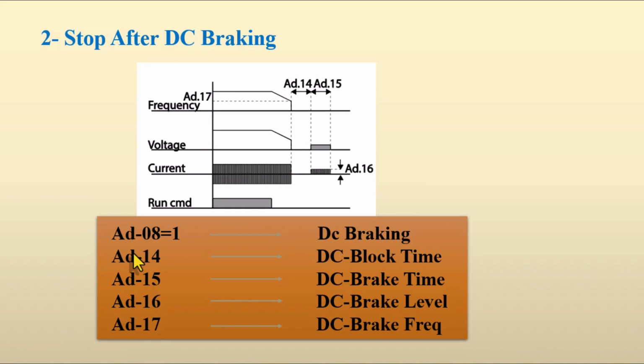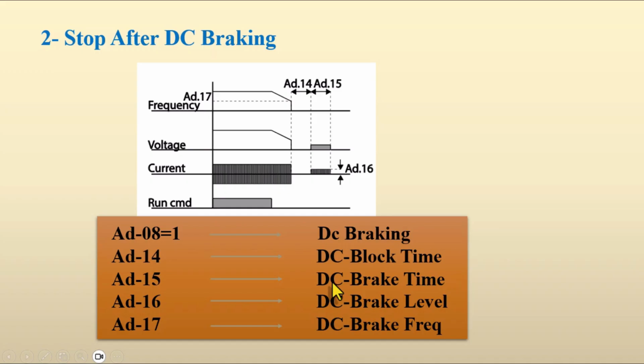The inverter, based on the rated current you entered in the motor parameters, induces a DC current into the electric motor winding, and the motor shaft locks, and your electric motor stops immediately. But the parameters you need to set in this stop mode, the first one is parameter AD14. In this parameter, you specify the time duration before applying the DC current to the motor windings. And parameter AD15, you specify the duration for injecting this DC current.